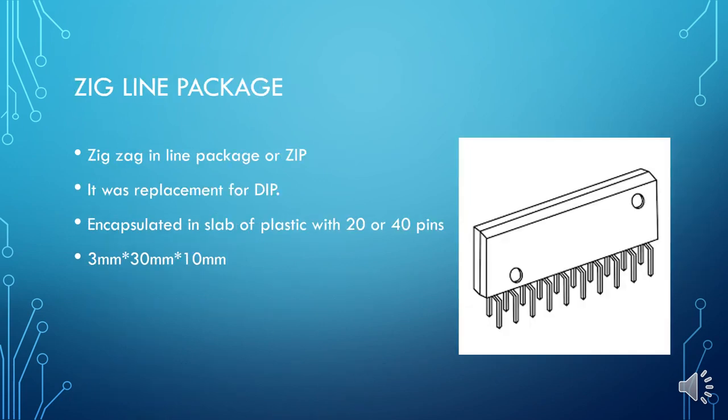Okay, now next is ZIP. It is also known as zigzag inline package or ZIP package. It was a replacement for DIP. You can see these pins are in the form of a zigzag. It was encapsulated in a slab of plastic with 20 or 30 pins, and you can see the dimensions. It also has width, height, and length.